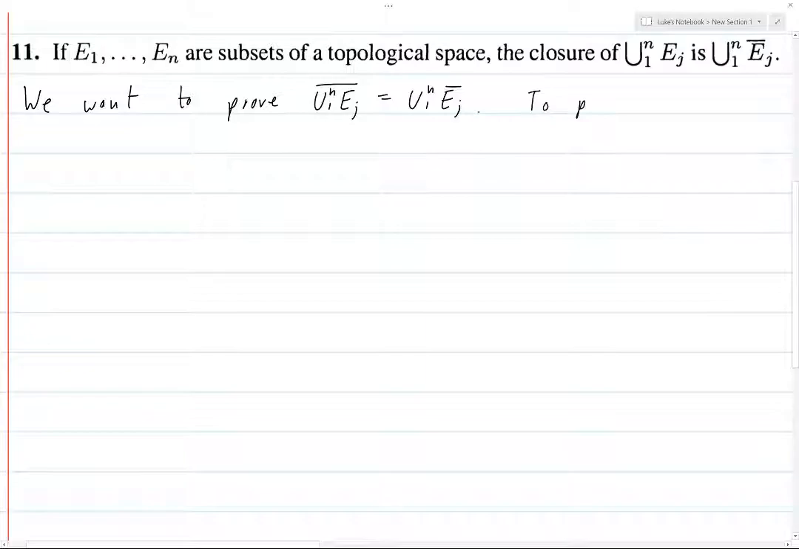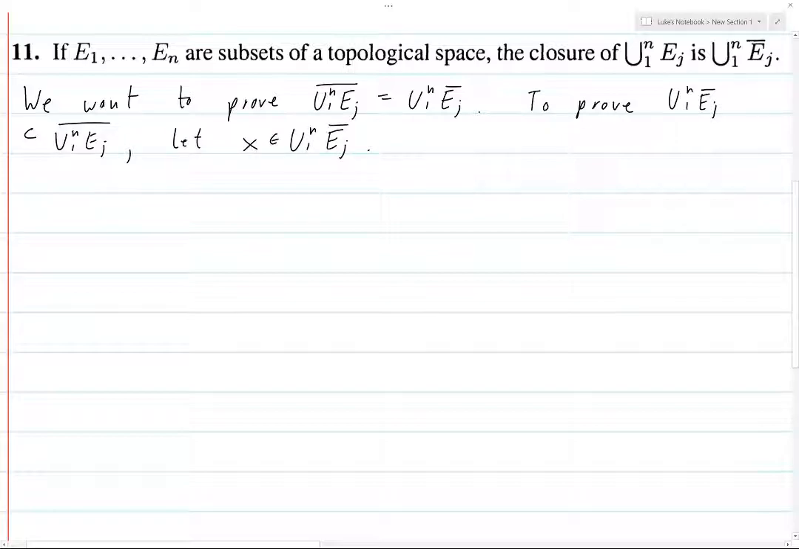So we have two sets, and we want to prove that these sets are equal. So the general strategy is to prove by inclusion. So to prove that the union of the closures is contained in the closure of the unions, let's say X is in the union of the closures. This means that X must be in one of the closures. So if X is in the union of the E_j closures, then it's in one of the E_i closures.